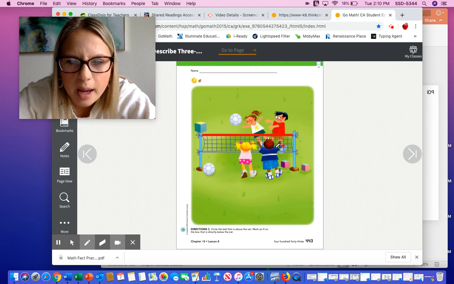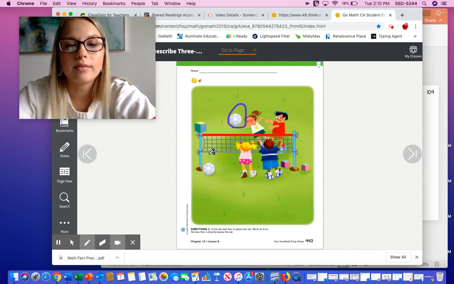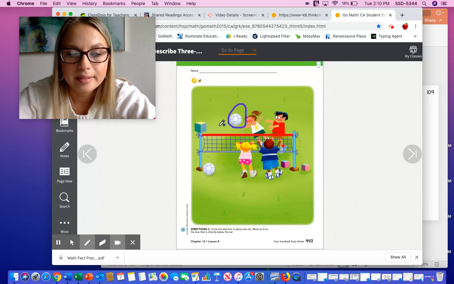You see the ball that's above the net? Here's above. There it is. Good. This is a ball too, but that is below the net. Remember, we wanted something above.